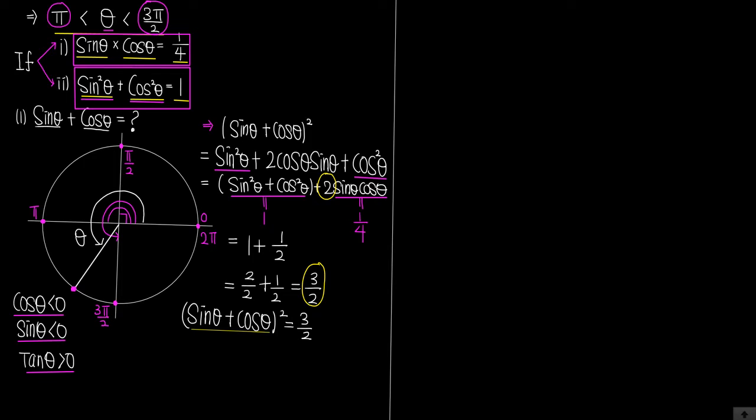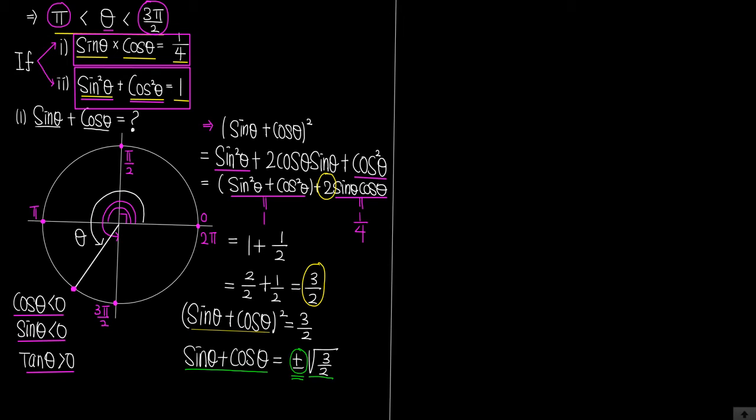When you take the square root of both sides, you will get sine theta plus cosine theta is equal to plus or minus the square root of 3 over 2. We have to be careful with that plus and minus sign, because whether it was plus or minus, if you square the square root of 3 over 2, you will get sine theta plus cosine theta squared. So you always have to remember the plus or minus sign. Then we have to decide whether it's positive square root 3 over 2 or minus square root 3 over 2.